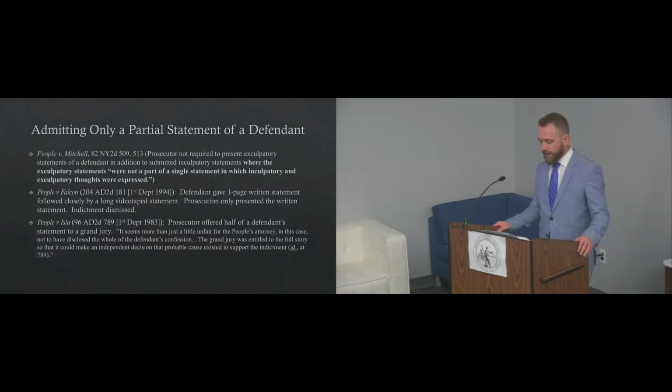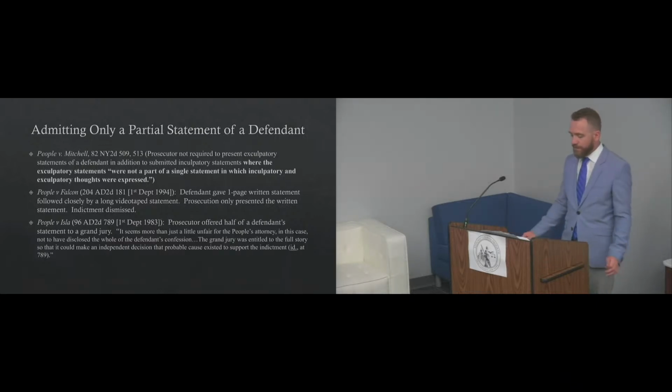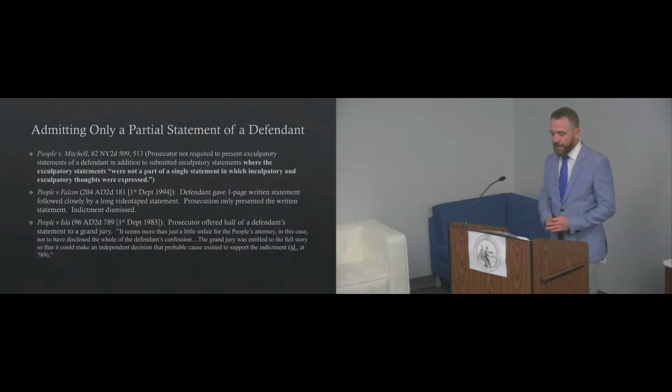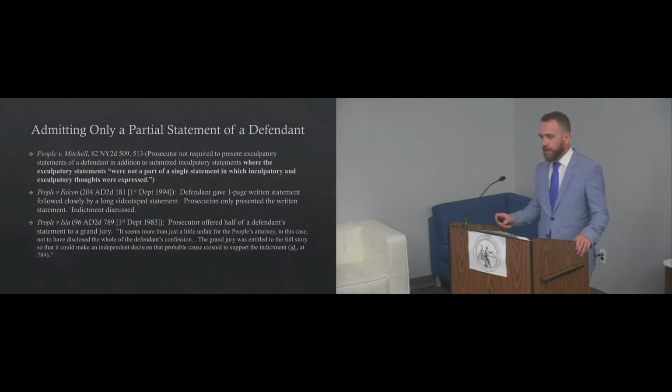And the First Department gave some strong language in this case, and they said, it seems more than just a little unfair for the people's attorney not to have disclosed the whole of the defendant's confession. The grand jury was entitled to the full story so that it could make an independent decision that probable cause existed to support the indictment.